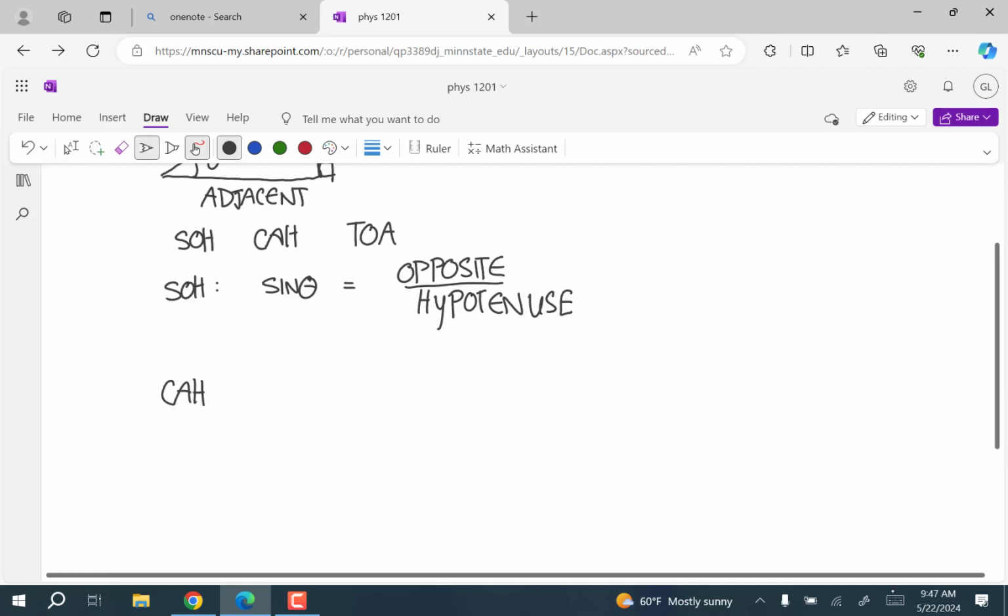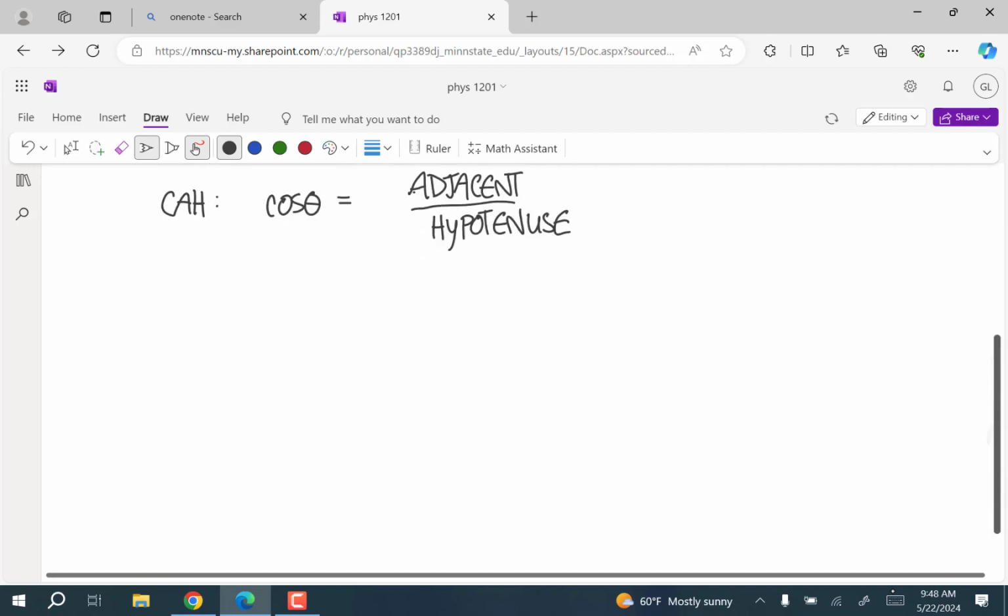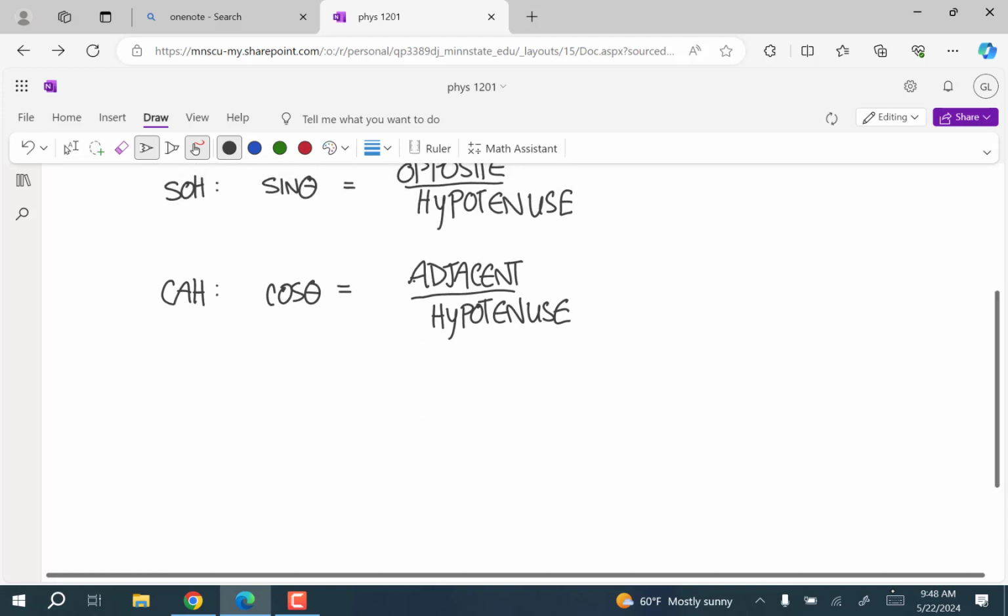CAH means that the cosine of the angle is equal to the length of the adjacent side over the length of the hypotenuse. And TOA means that the tangent of the angle is equal to the length of the opposite side over the length of the adjacent side.